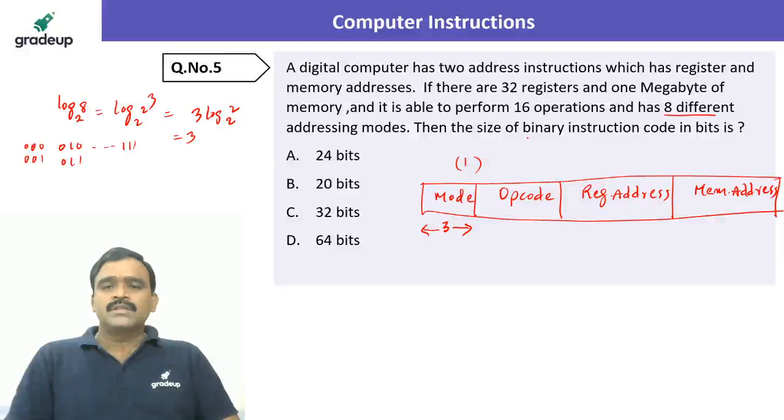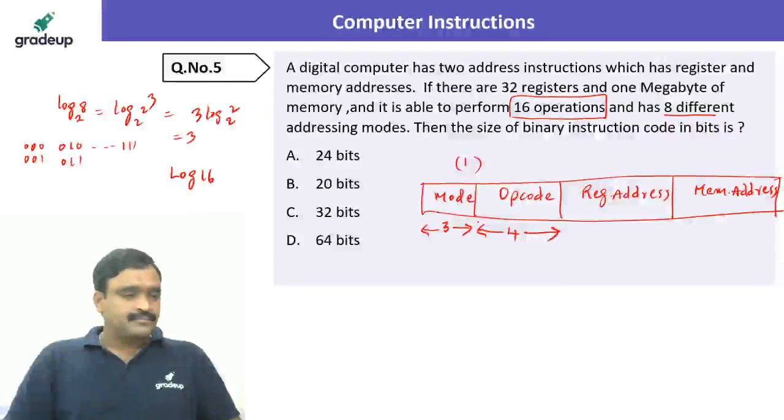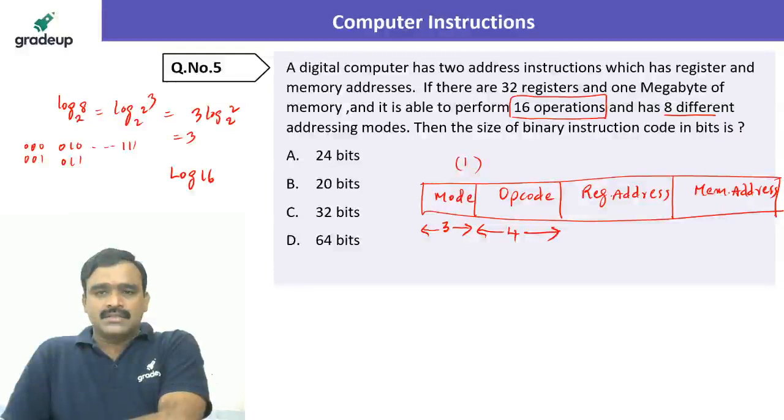And opcode bits: the operation to be performed is nothing but the opcode. 16 operations we are performing, so the number of bits required is log 16. So 4 bits are required. For the operation code we would require 4 bits. Is it clear?